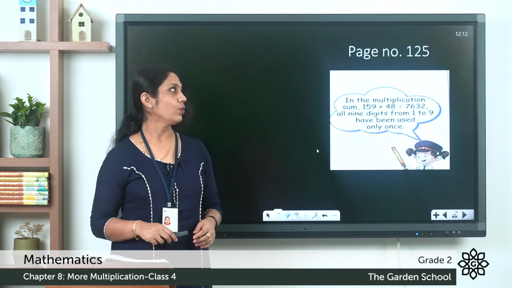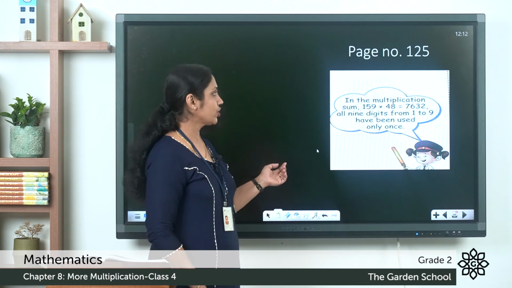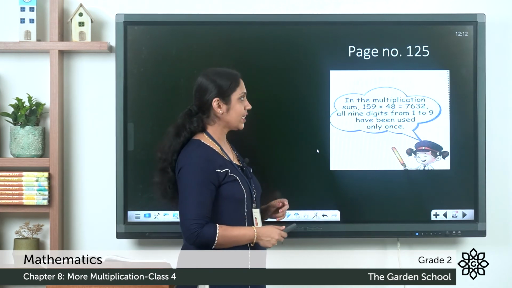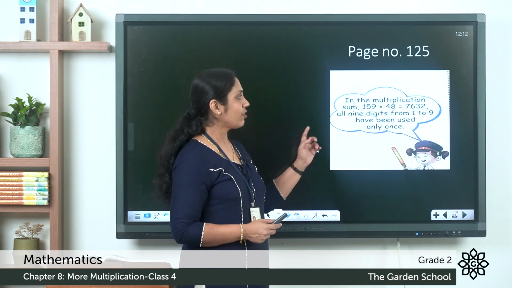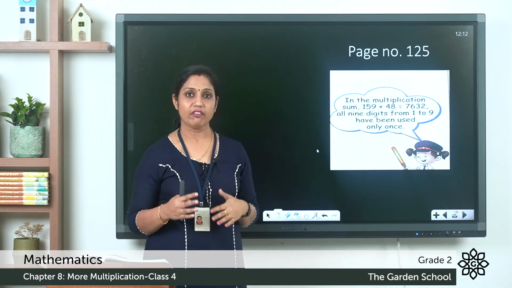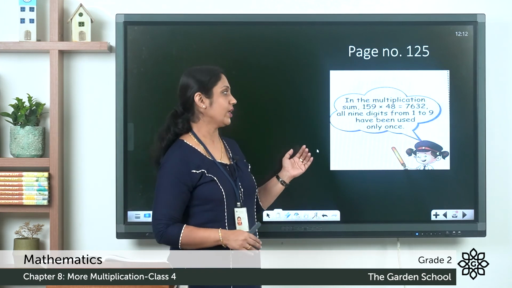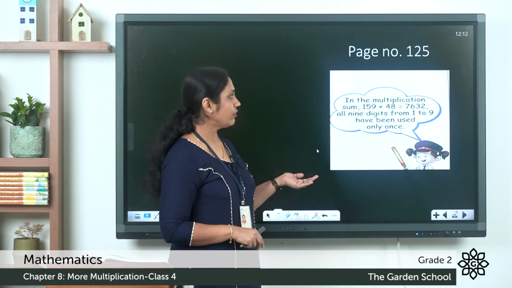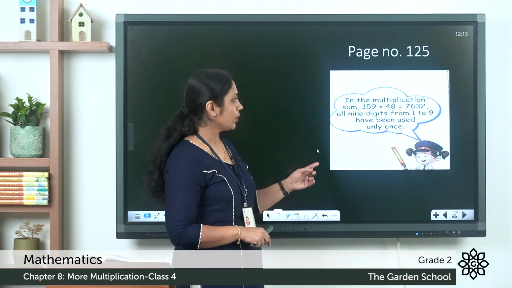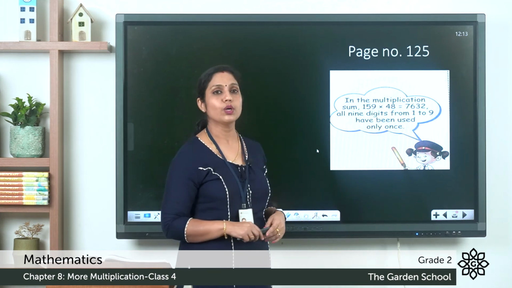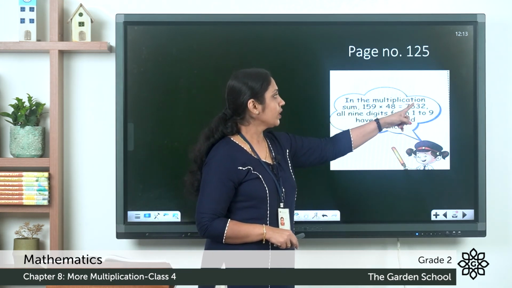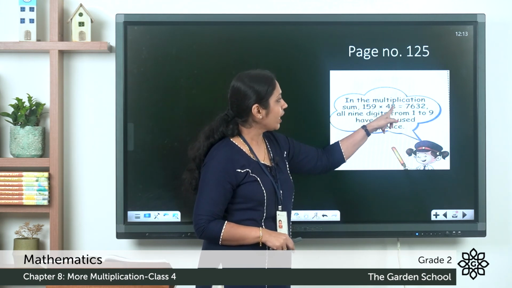Let's continue with page number 125. You can see here in the multiplication sum, 159 into 48 is equal to 7632. All 9 digits from 1 to 9 have been used only once. So, here you can see it's a 3-digit number and a 2-digit number. We haven't learned the multiplication of 3-digit number into 2-digit number, but you can see that they have given the answer here. 159 into 48 is equal to 7632. So, here the digits 1 to 9 have been used only once. You can see all the numbers from 1 to 9 have been used in this number. See 1, 2, 3, 4, 5, 6, 7, 8, 9.